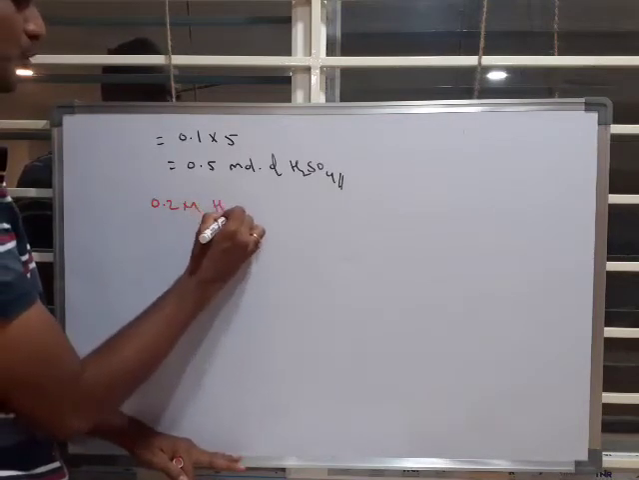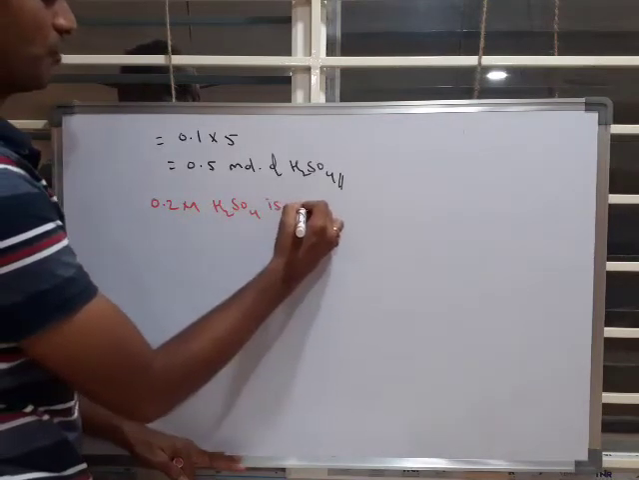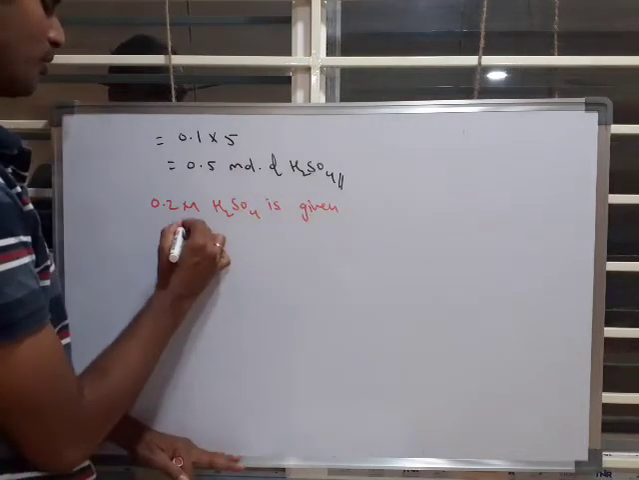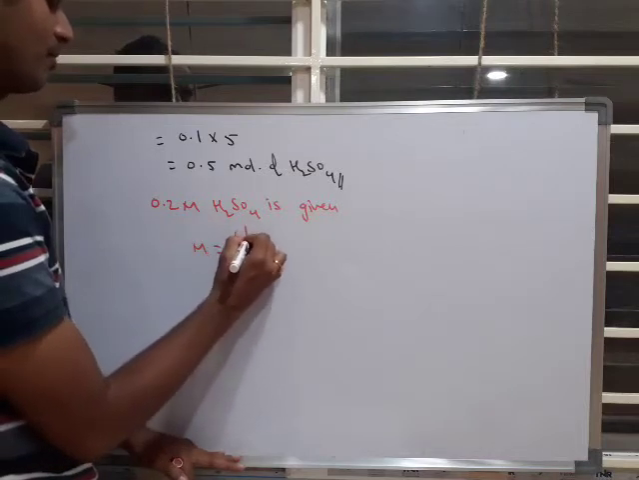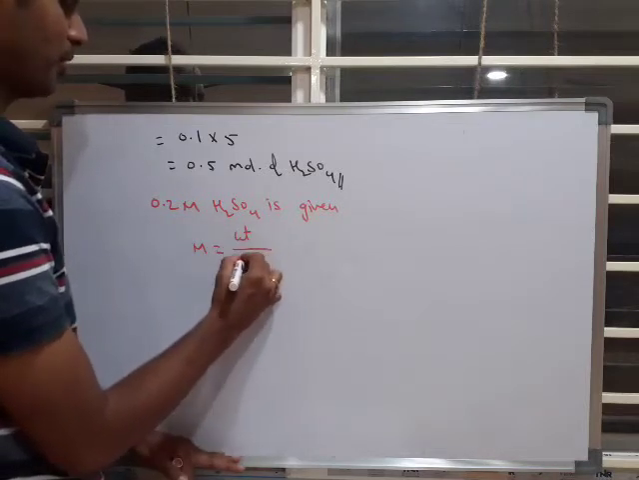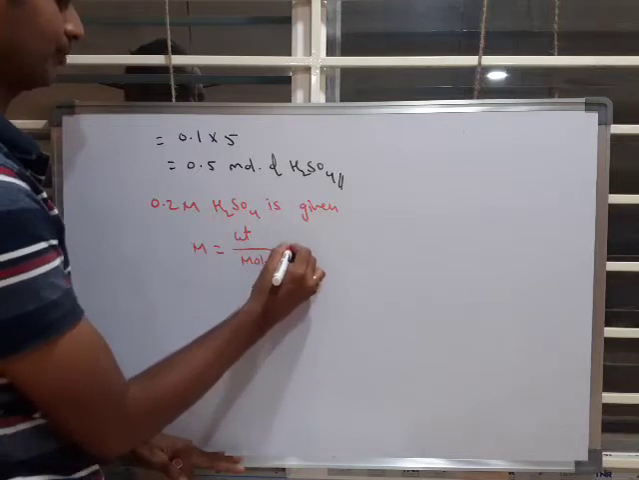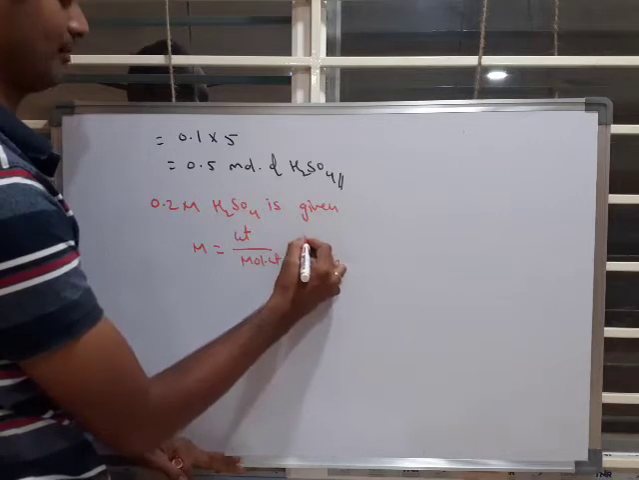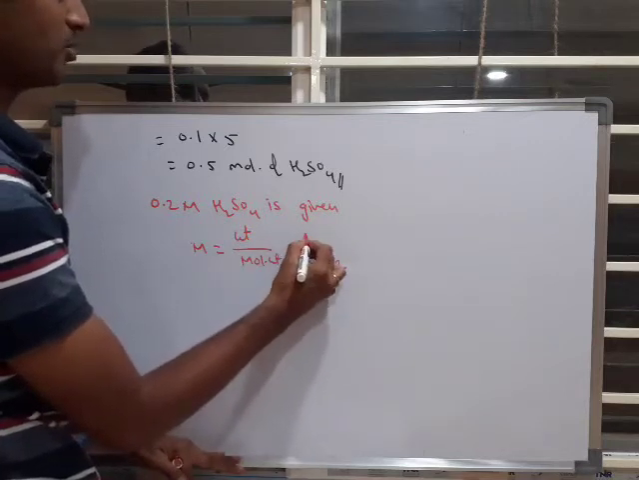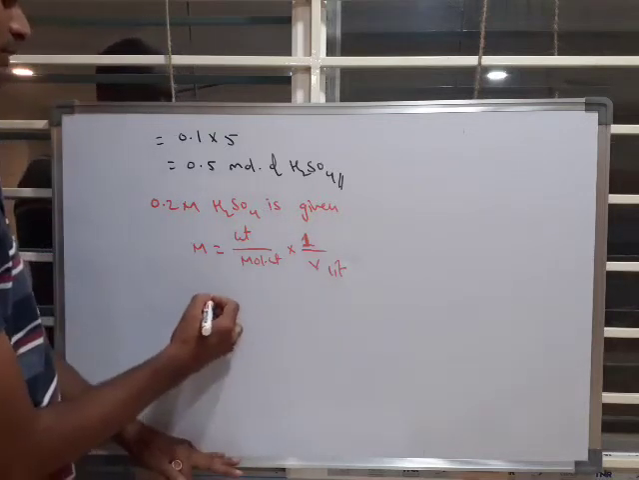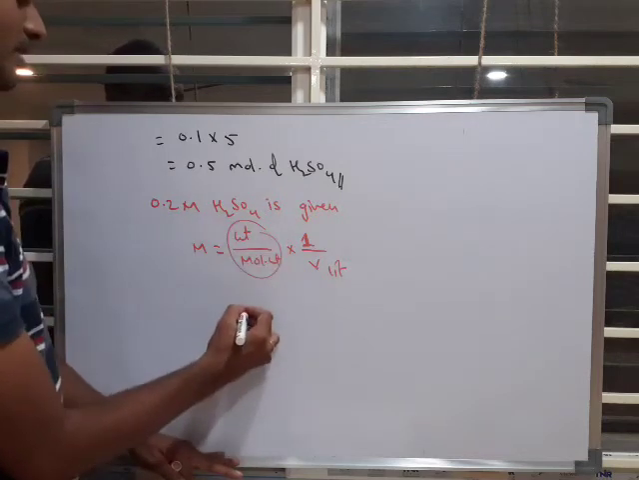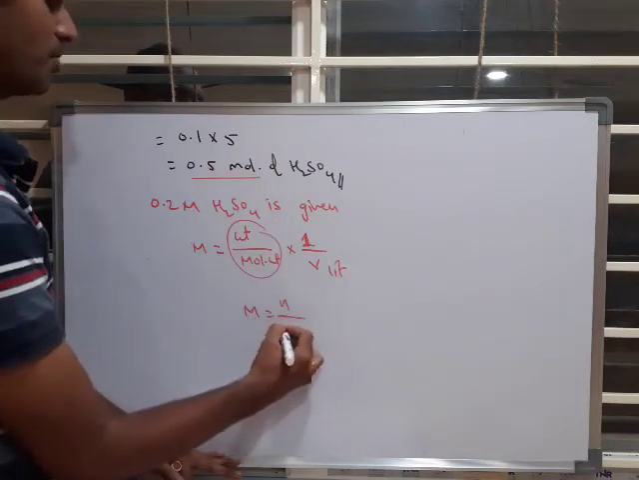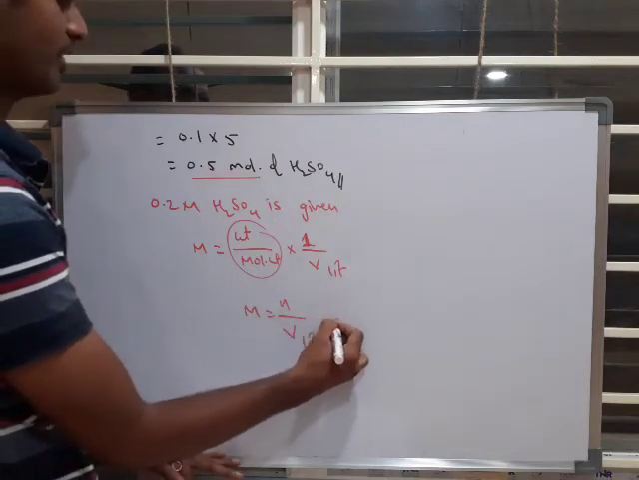See, 0.2 M H2SO4 is given. We have to find the volume of this solution using the molarity formula. Molarity is equal to weight by molecular weight into 1 by volume in liters. Weight by molecular weight is actually the number of moles. So molarity equals number of moles by V in liters. This is the basic formula.